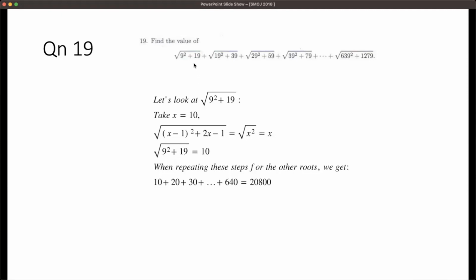And we do the same thing to each of these square roots in this equation, and it will give us a nice sum, which is 10 plus 20 plus 30 all the way to 640, equals 20,800.